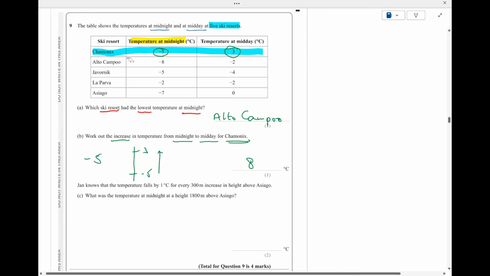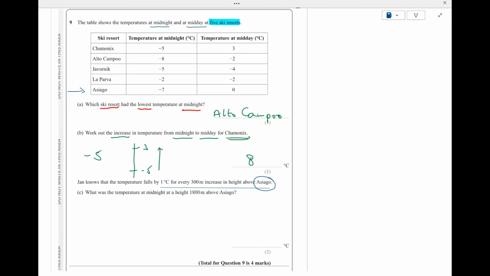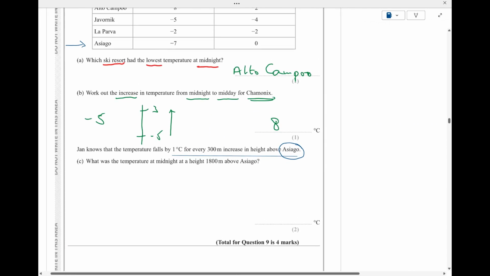Right. You have to read these questions quite carefully, don't you? Jan knows that the temperature falls by 1 degree for every 300-meter increase in height above this place, which I can't pronounce, above here. What was the temperature at midnight at a height 1,800 meters above this unpronounceable place?